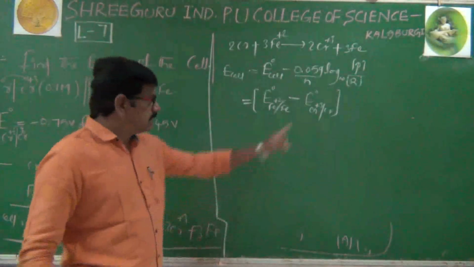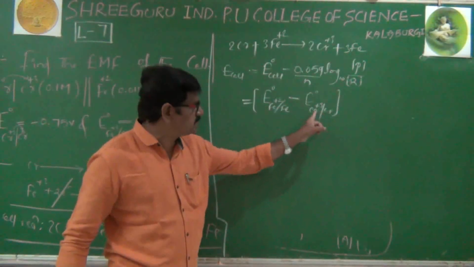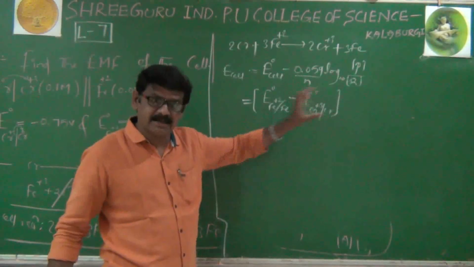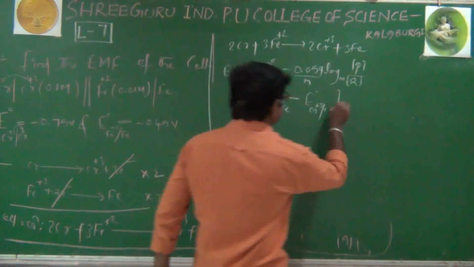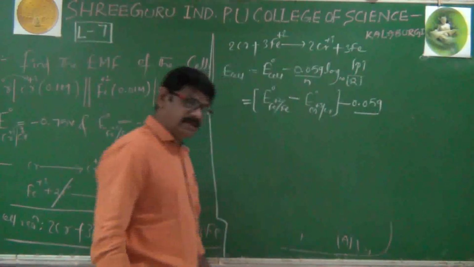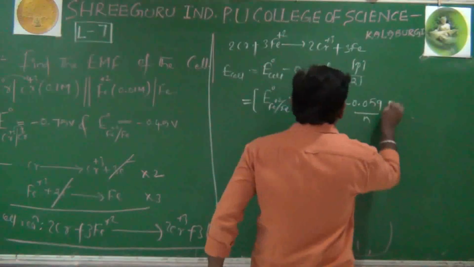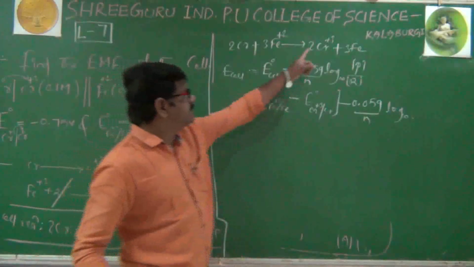Once again I will repeat, even though chromium undergoing oxidation, but we have used here reduction symbol only. Why? Because we are taking standard reduction potential values. That's all. Next, minus 0.059 divided by n value n. Okay, first I will substitute all the values, divided by n log base 10 product. Here these two are the products.